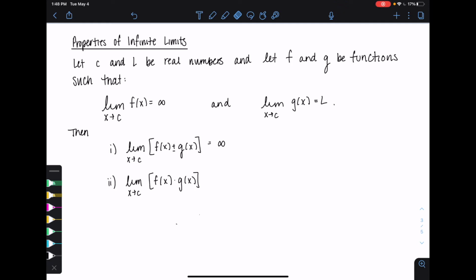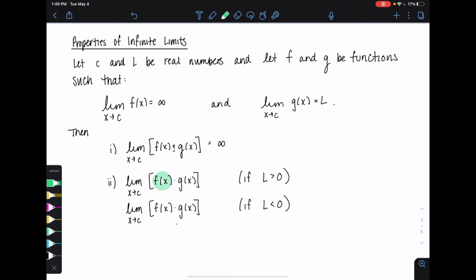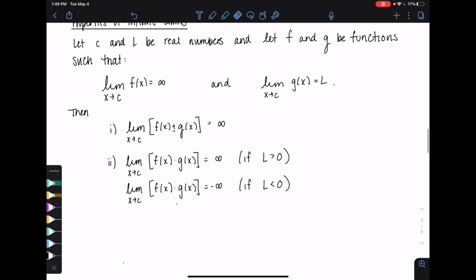If I multiply these two functions, I've really got two different cases. One possibility is that g goes to something positive. The other possibility is g goes to something negative. So if I'm taking positive infinity and timesing it by a positive number, it's still going to be infinity. But if I take positive infinity and multiply it by a negative number, it's going to change that direction and go to negative infinity. Okay.